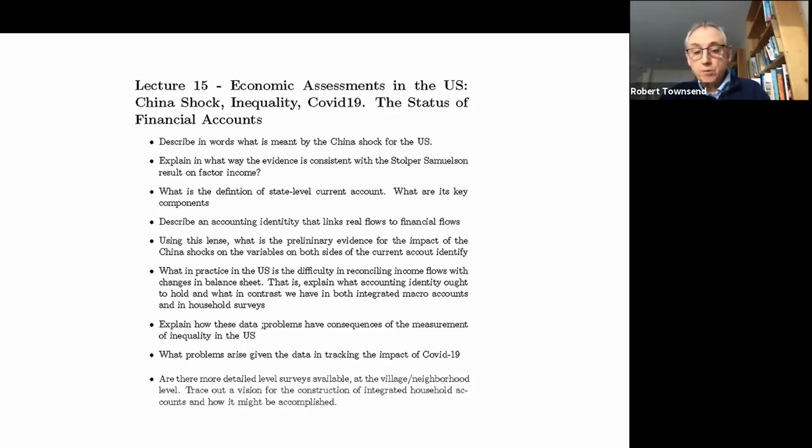So what I was trying to do in the class is not to get you to memorize financial account identities, but rather to think creatively about how to use financial account data. Which brought me to the very end, where I talked about trying to fill in those gaps and gathering detailed household-level information in West Virginia and so on. But I won't ask about that. That may come up again today, actually.